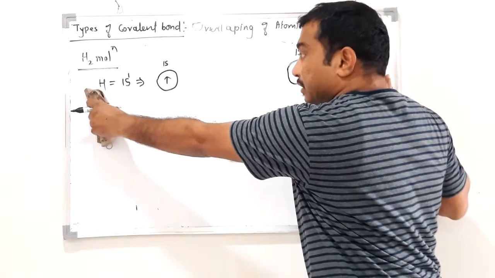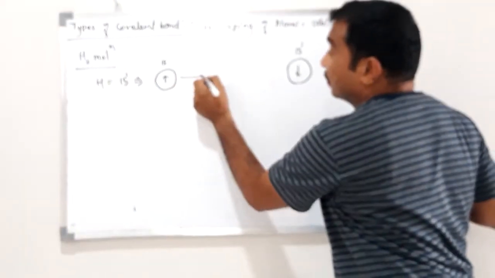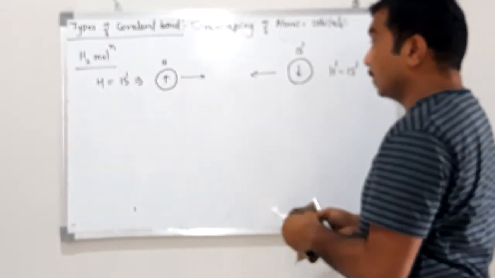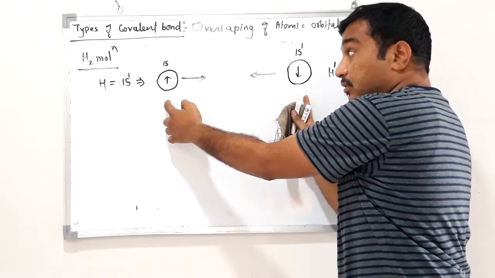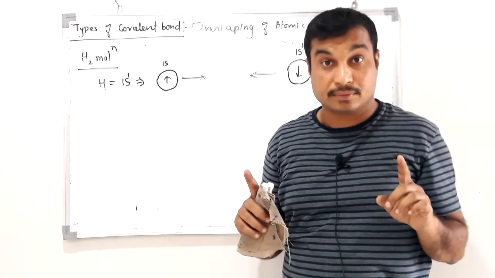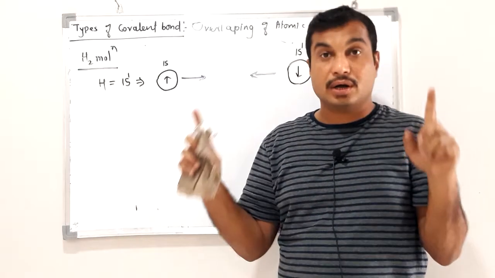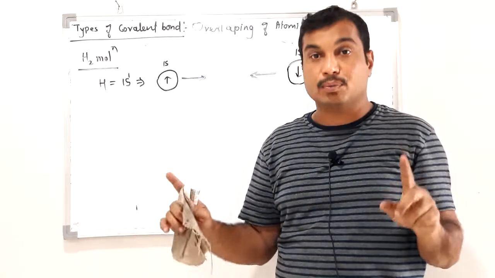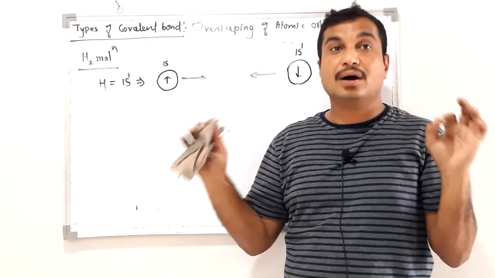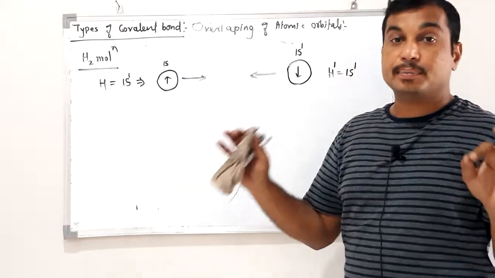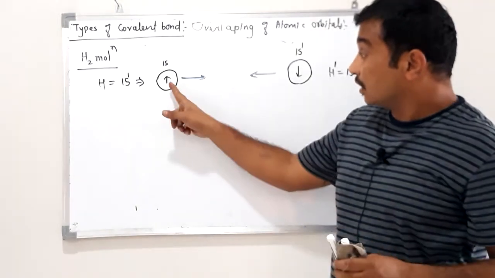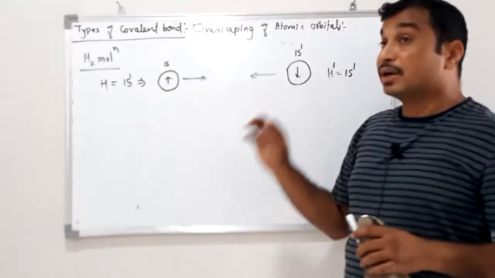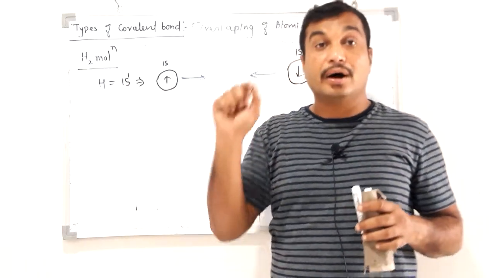So these two hydrogen atoms are now approaching each other. Okay, then what happens? And remember, for bond formation, these atoms must have an unpaired electron. Any atom that wants to form a chemical bond or covalent bond must have at least one unpaired electron. Then and only then can they form a covalent bond. Another condition is that these two electrons must have opposite spin.